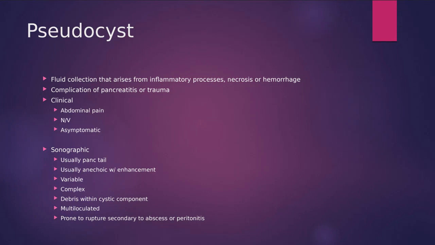And unfortunately, they're really prone to rupturing because we are going to see them in cases that are associated with abscess or potential peritonitis, right? So these are not considered a malignancy in their own right, but they are associated with other more serious complications. So we need to be aware of what is going on with that patient as a whole.